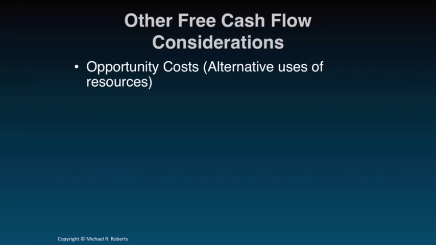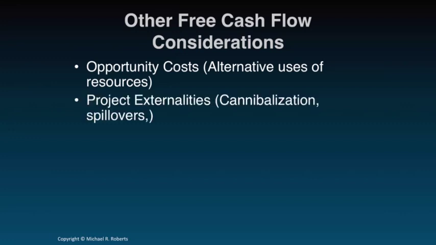Now, some other things to keep in mind when you're going after free cash flows. First of all are opportunity costs, alternative uses of resources, right? They're not free. Second, project externalities, and this is a biggie. In our context, you can imagine that the tablet might cannibalize or take away sales from other product lines, maybe desktops, for example. You also want to be cognizant of spillovers.